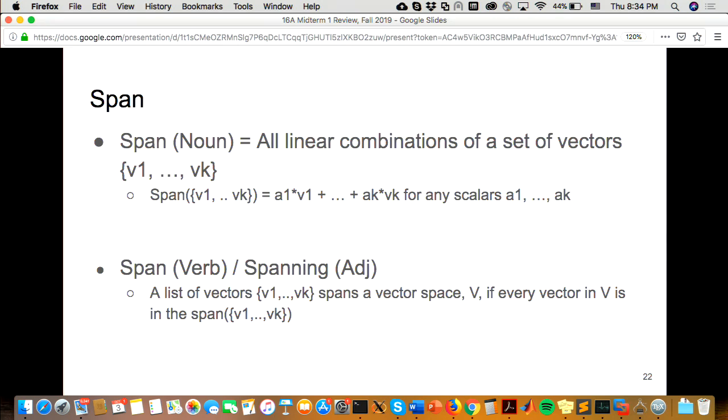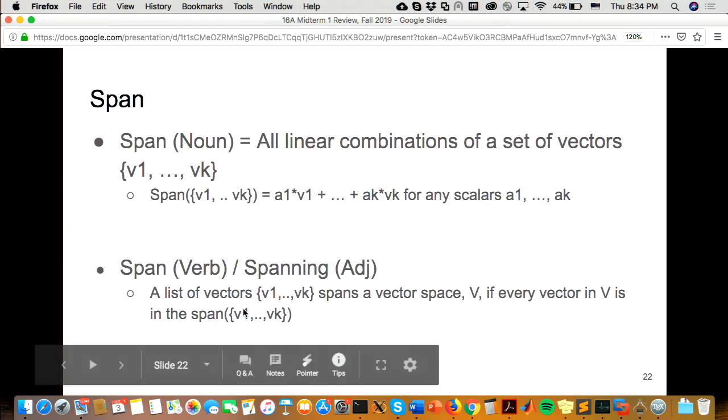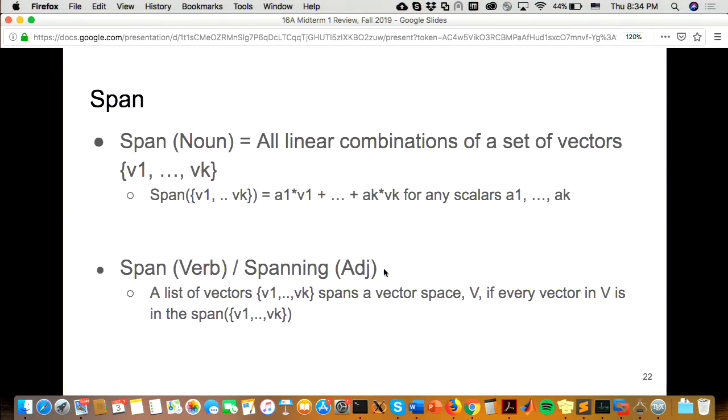And spanning, as a verb or as an adjective, means that I have a list of vectors that can create other vectors that belong in a new vector space. So we say that a set of vectors v1 through vk spans a space if they can generate any element in that space.